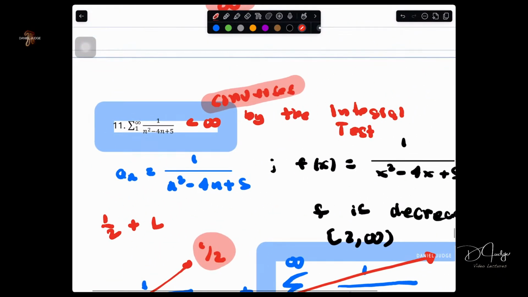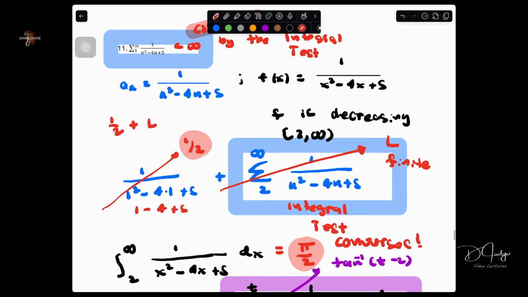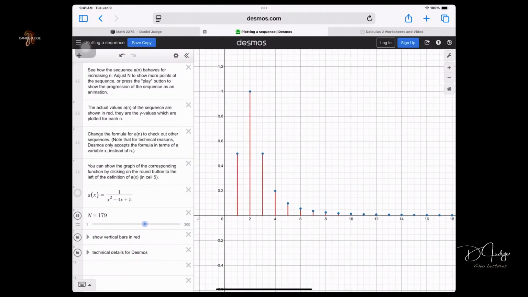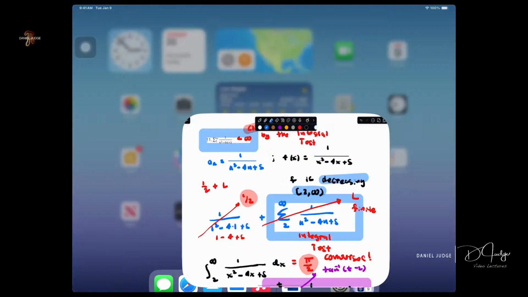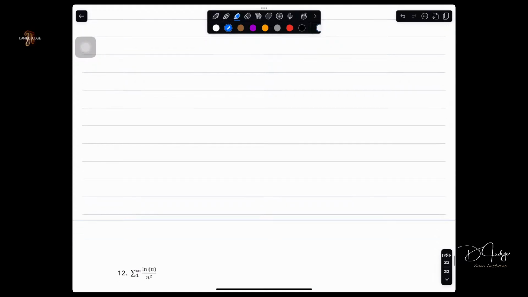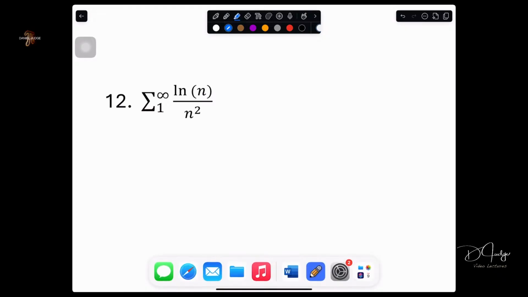Okay, so this is going over every detail for number 11. I forgot to mention that. As long as we have that function decreasing over the interval 2 to infinity, looking at Desmos, this is good enough. Starting at 2 to infinity, we actually are decreasing. That's a requirement of the integral test. Okay, let's take a look at the natural log of n over n squared now for number 12.